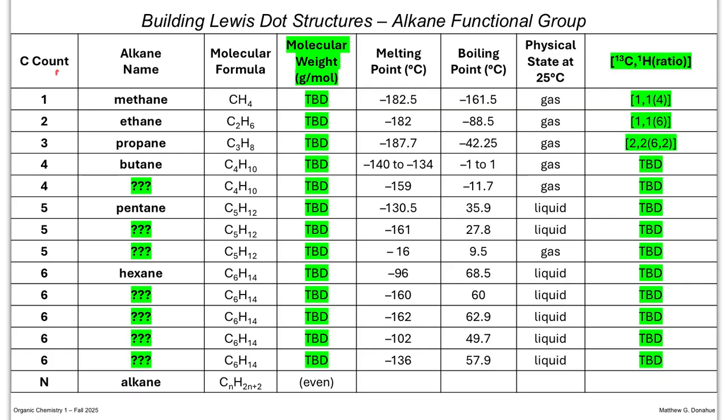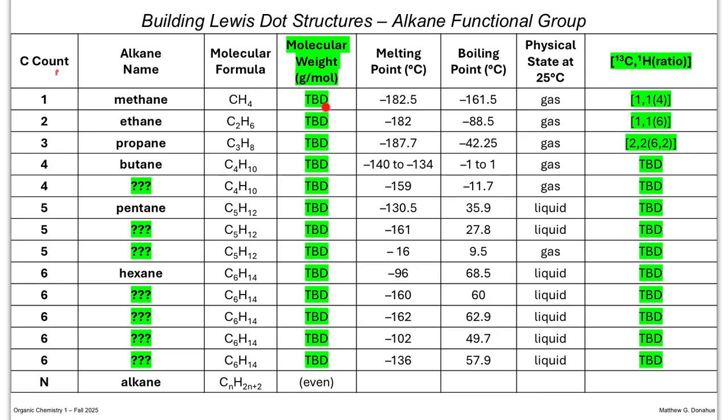So again, 1 through 4 is just memorize them: methane, ethane, propane, butane. Once you get to 5, then the prefix of the name actually tells you the carbon count. So pent is 5, hex is 6, and 7 would be heptane, not septane. This is the molecular formula. So the name and the molecular formula, you should be able to interconvert those things.